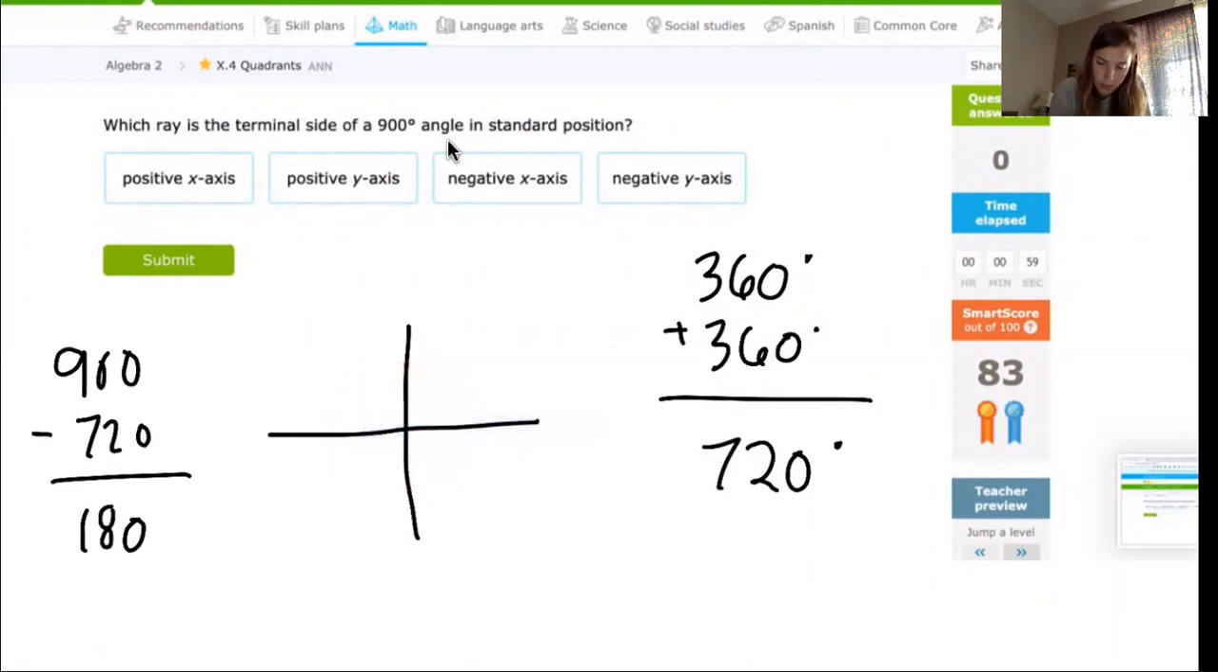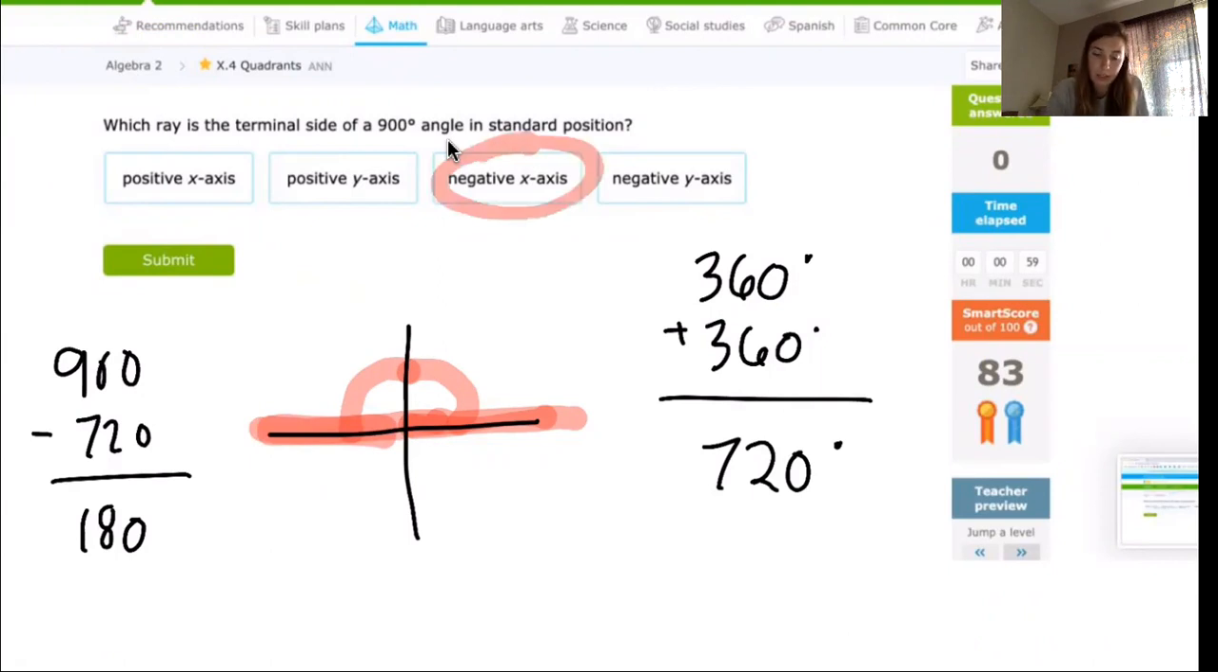So just remember, I started there and I went around twice, and so I'm still just right here. I'm still on my positive x-axis because I just did 2 full rotations. But now I need to do 180 degrees more. So that's going to be 90, that's going to be 180. So that means my terminal side is on the negative x-axis. So that's going to be this answer right there.